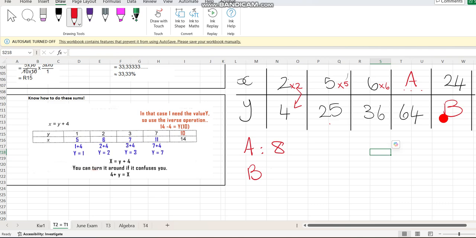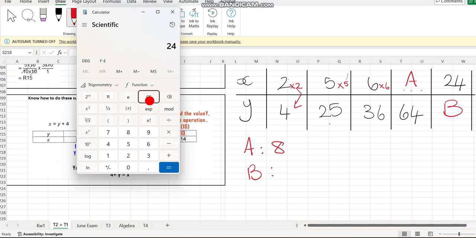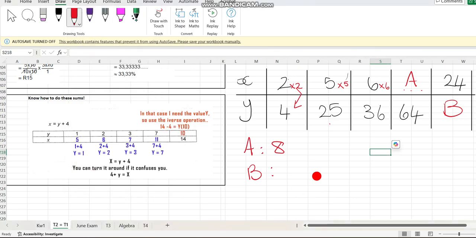And then they ask you for B. Now, if every term here multiplies with itself, then obviously 24 times 24 is going to give you 576. Okay, so that is one of the questions you're going to work out, and that's the way to do it.